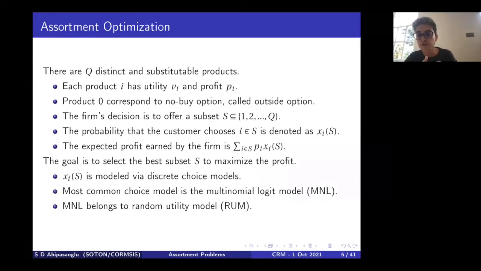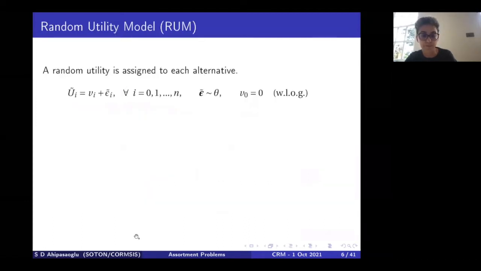So what is traditionally done in revenue management is that this choice probability xi of S is modeled via discrete choice models. And the most common model that is used is the multinomial logit model, which is a random utility model. I'm going to introduce this model in detail, and we're going to criticize it so that we will motivate the type of discrete choice models that we have been developing.